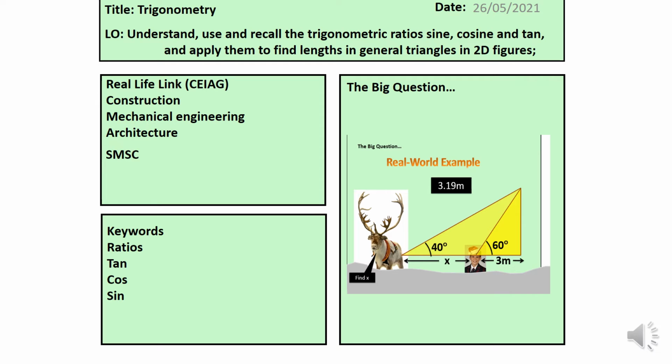In this lesson we will be covering trigonometry. Our objective for this lesson is so that by the end of the lesson we are all able to use trigonometry to calculate the missing sides in a right angled triangle. So the keywords for this lesson are ratios, tan, cos and sin.